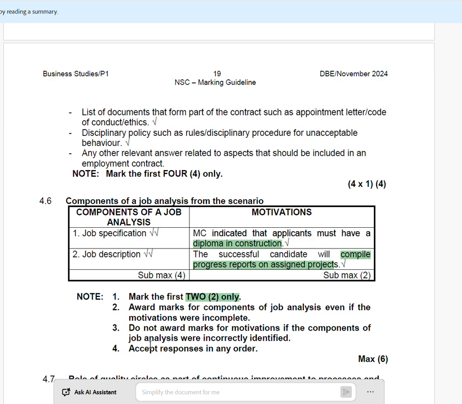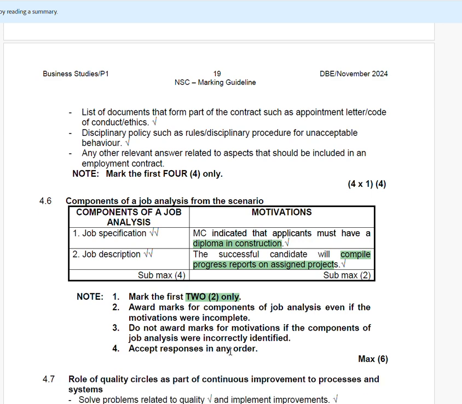And then the last part: accept the response in any order. What does that mean? It means you can start with job description or job specification. Why are they saying that? Because in the article, the information started with specification, where they said the candidate must have a diploma, and then the second part was what the candidate is going to be doing. That is not important, which is why when I was taking you through the scenario, I started with description, not spec. In the exam, you can do it either way, and you're still going to be awarded the marks.